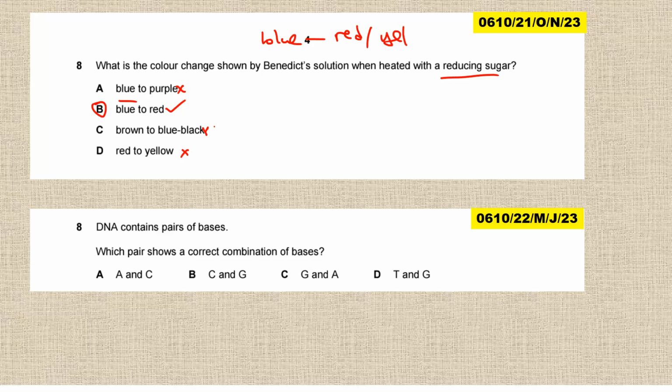Paper 2, variant 2, May/June 2023. DNA contains pairs of bases. Which pair shows the correct combination? So A cannot bond with C. C and G, yes. G and A, no. T and G, no. So the answer is B.